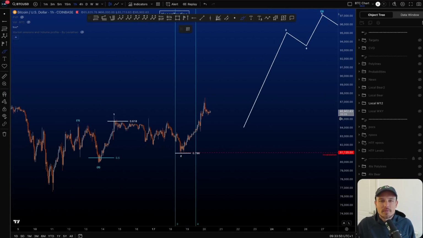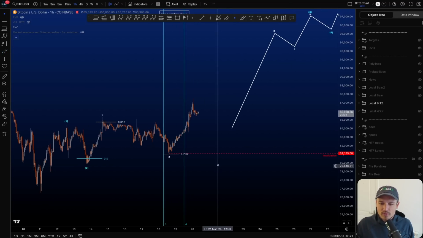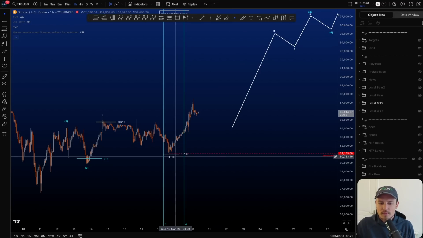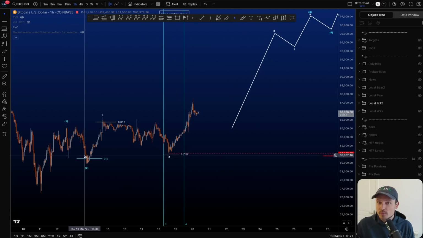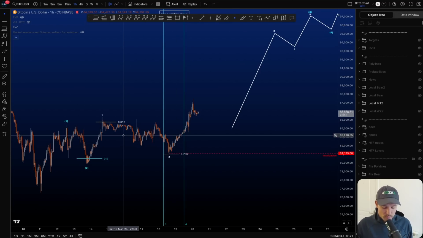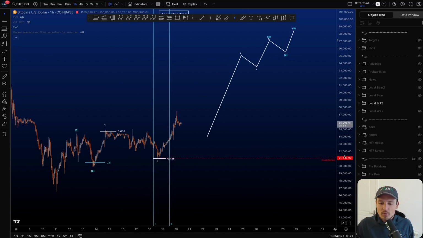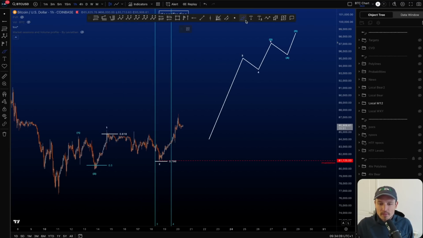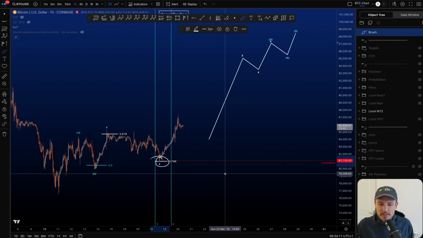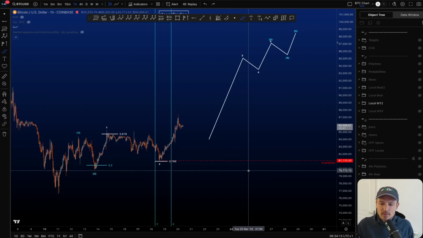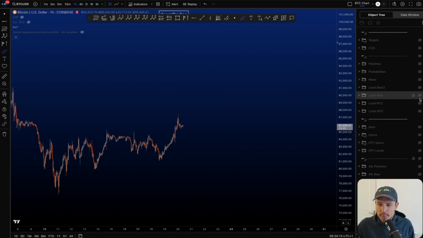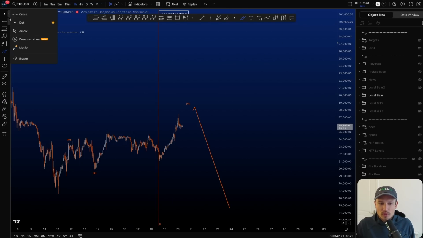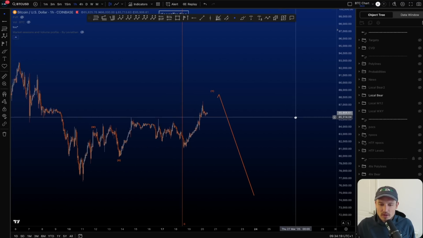Now, time is never an invalidation. It is also never a confirmation. It's just something that helps with probabilities. And the fact that the second wave 2 ended between a 3 and 4 fib time compared to the higher degree wave 2 does lower the probabilities for a multi-1-2. The invalidation for this scenario is taking out the low at 81.1k.